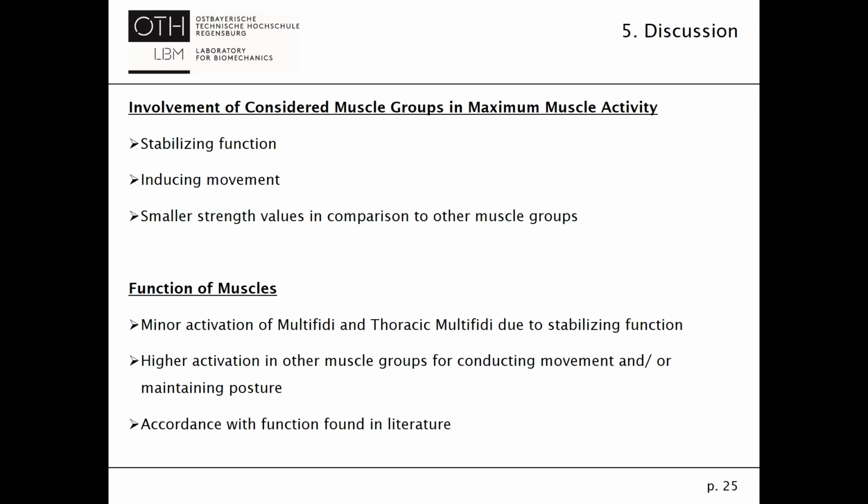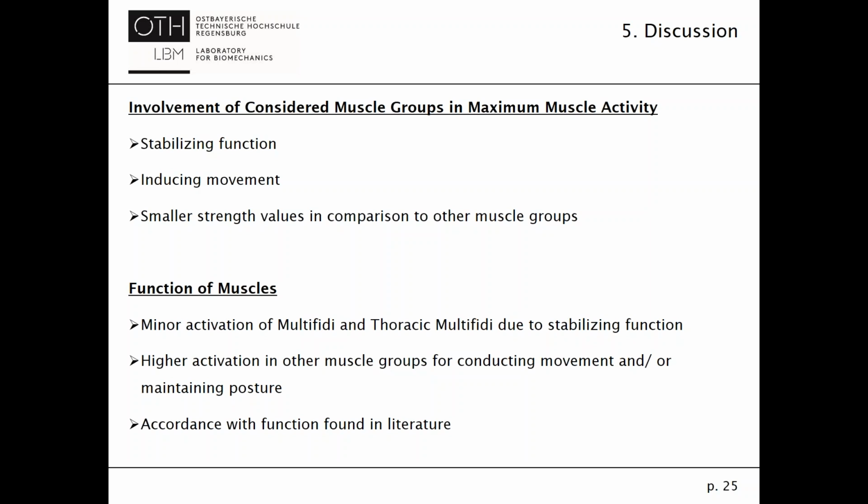In the bar plot, we showed that the considered muscle groups form a high part of the maximum muscle activation, and we suppose that there are 3 reasons for this. We think that the considered muscles have a stabilizing function, they induce movement, and they have only smaller strength values in comparison to other muscle groups. So this means that a minor force value already leads to higher activation of the muscle.